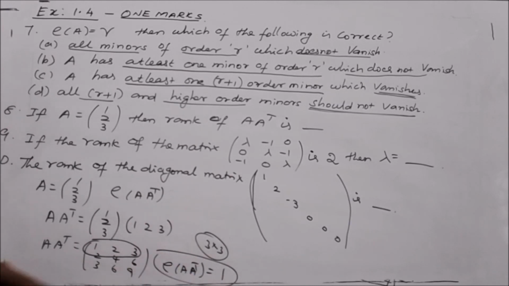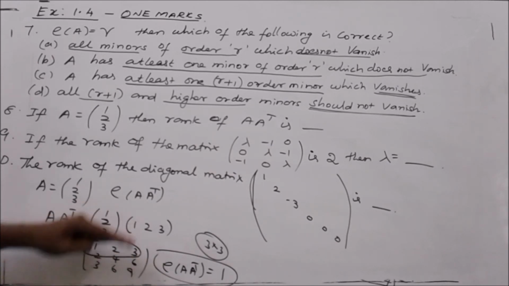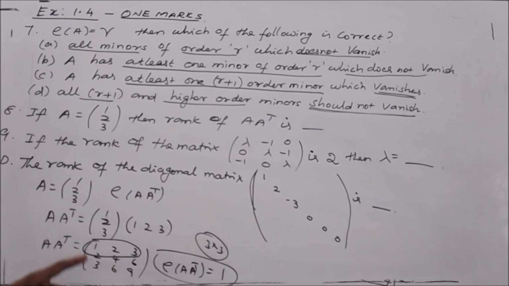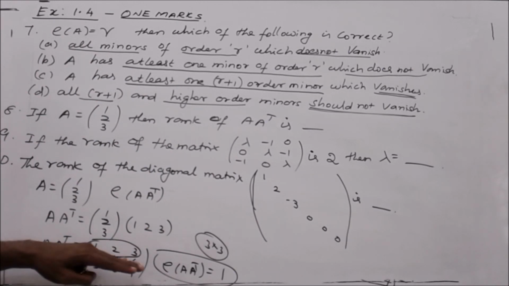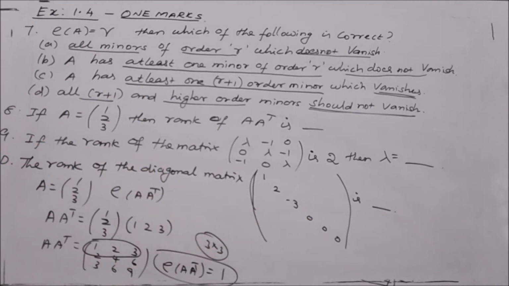When we multiply the first row by 3 and subtract from R3, all the entries of R3 become 0. Multiply the first row by 2 and subtract from R2, all the entries of R2 become 0. The first row is the only non-zero row. So we can conclude the rank is equal to 1.